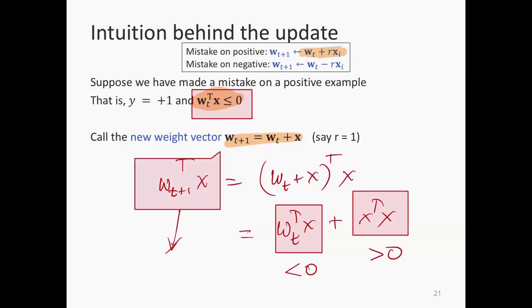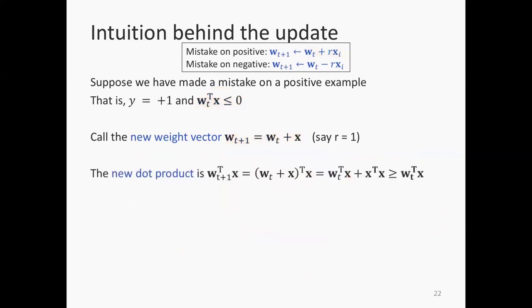Does that make sense? Your original weight vector was creating a score. I call this thing W_t transpose X a score. Your original weight vector was creating a score that was negative, which was not good because for this example you needed a positive score. And one way of making it less negative is to add a positive quantity to it. Literally just saying W_{t+1} is W_t plus X makes the new weight vector score less negative, or maybe even positive, because we are adding this quantity here.